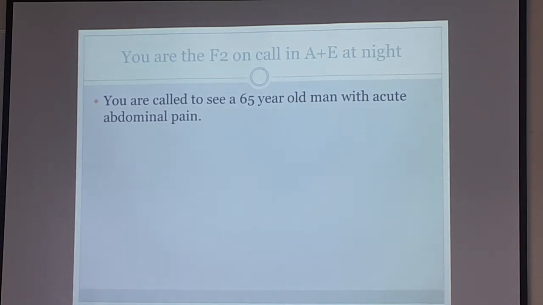So say you're on nights in A&E, and you're called to see a 65-year-old man with acute abdominal pain. If you've done A&E, you'll know that that's a very common presentation, and that's all you'll get. That'll be your stem, presenting complaint, acute abdominal pain, and you have to go and see them.